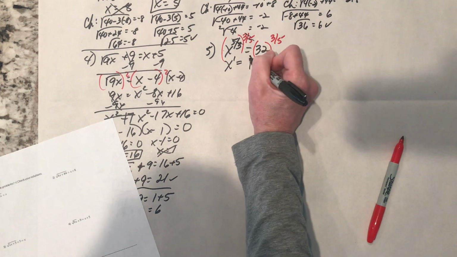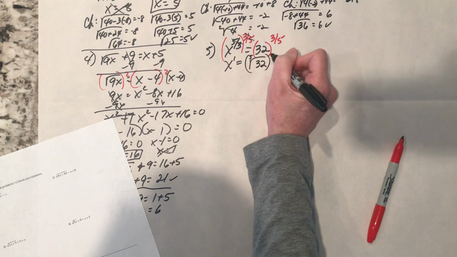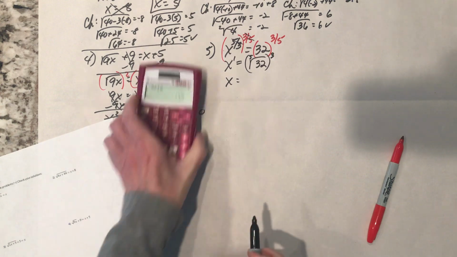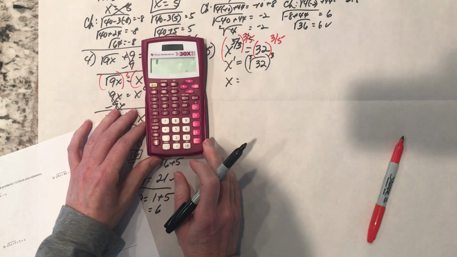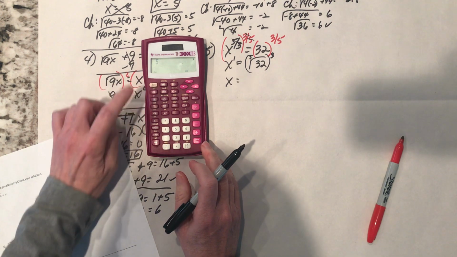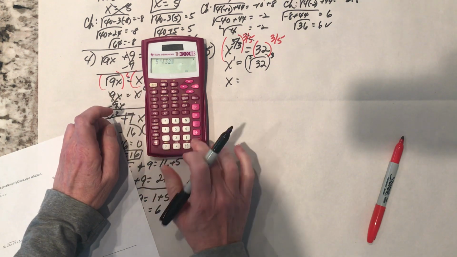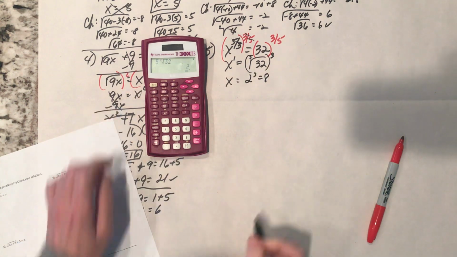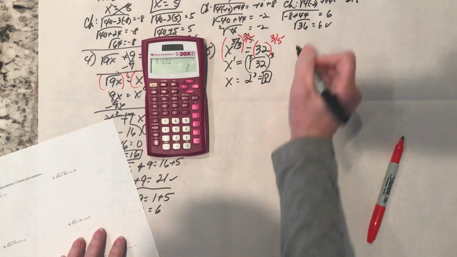The denominator is the index, and then we'll raise it up to the third power. The 5th root of 32, check on your calculator. If you don't know, it's a 2. 5th root of 32 equals 2. So we've got 2 to the third power, and that gives us an 8.